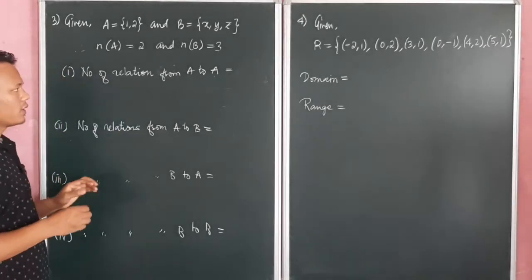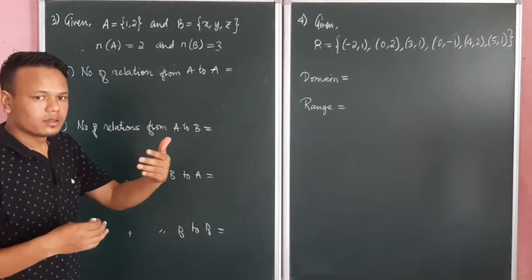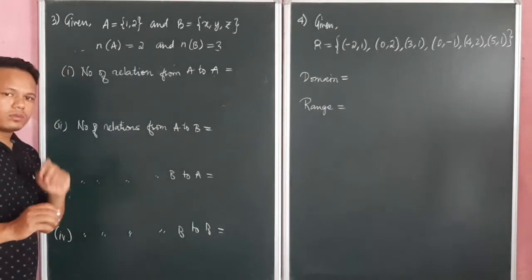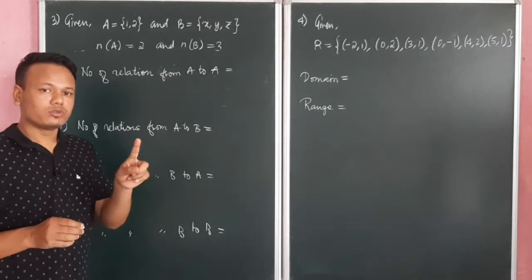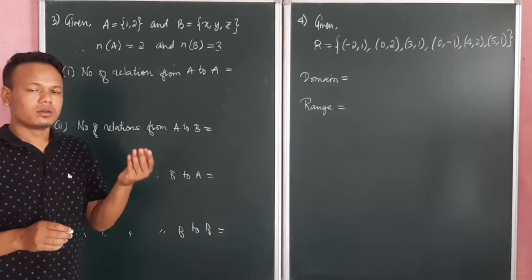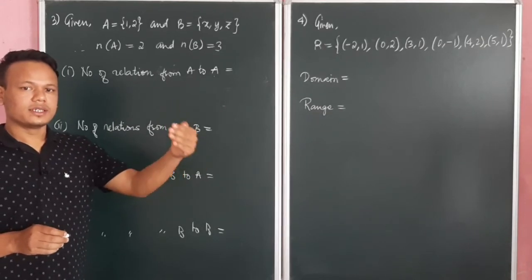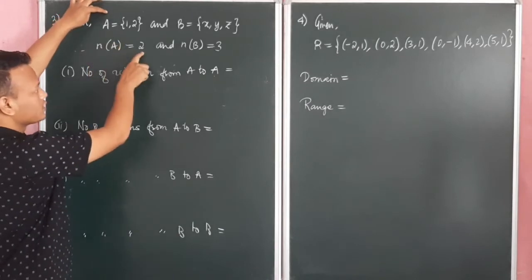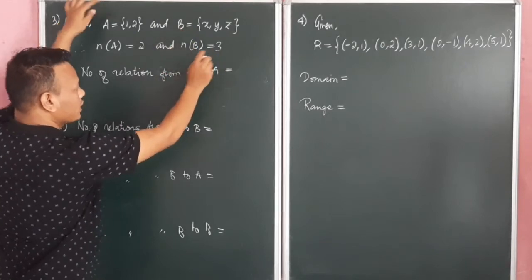In the first part you have to find how many possible relations there are from A to A. The formula for finding the number of relations possible between two sets is 2 to the power pq, where p stands for the number of elements in the first set and q stands for the number of elements in the second set. The number of elements in the first set is 2 and in the second set is 3.